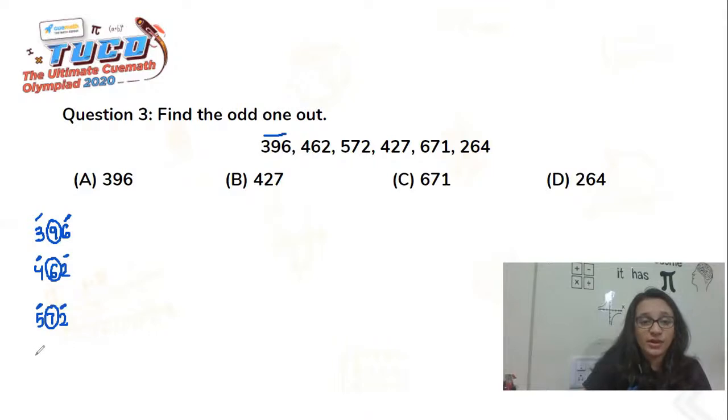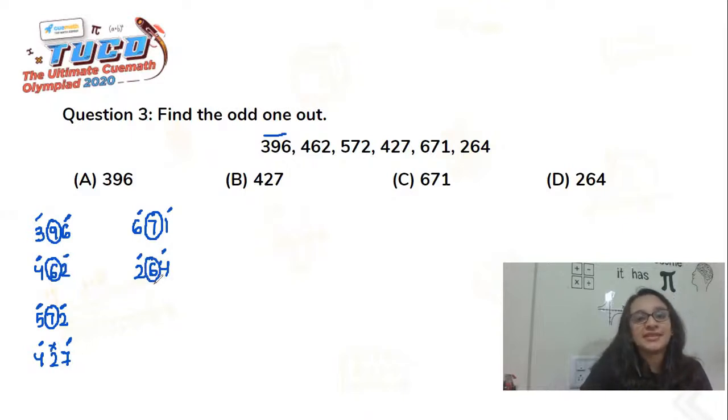Going to the next number, which is 427. If I take the digit at ones place and the digit at the hundreds place, and if I add them, so 7 plus 4 is 11, and that is definitely not the digit which is in the middle. Going to the next number, which is 671. 6 and 1 when added up together give us the sum 7, which is the digit in the middle. And going to the last number, which is 264, if I add up the digits 2 and 4, we get the digit which is in the middle at tens place, which is 6.